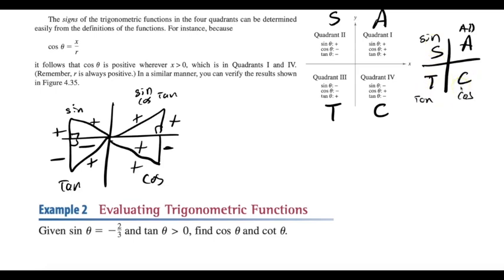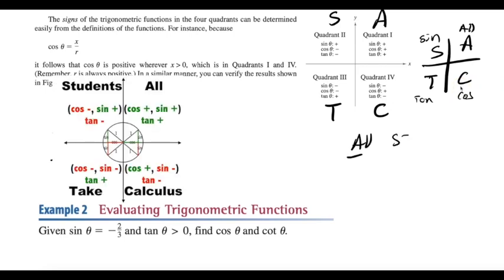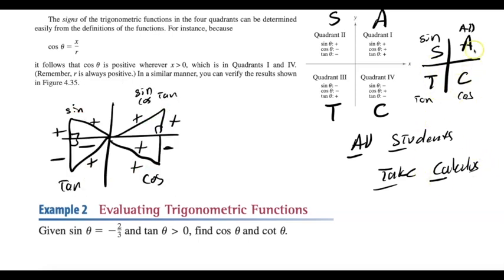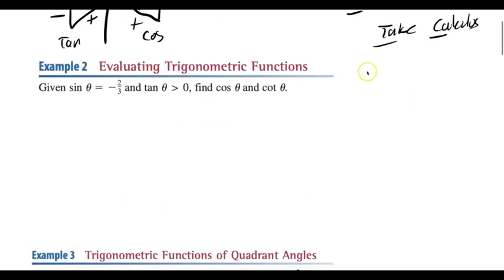And the shortcut for memorizing that is All Students Take Calculus. You can make up your own mnemonic, but that's a famous math one. It goes ASTC around. Again, that lets you know which one's positive in that quadrant. Let's do a problem and use that to solve.